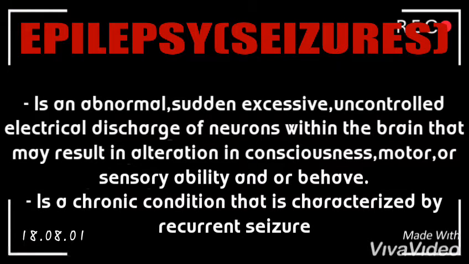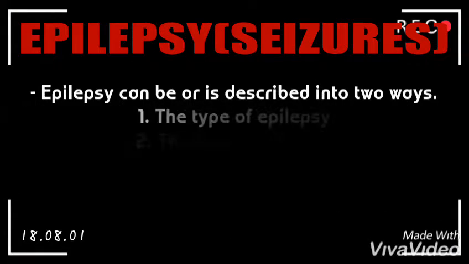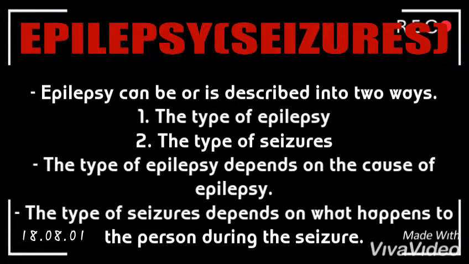Epilepsy is an abnormal, sudden, excessive, uncontrolled electrical discharge of neurons within the brain that may result in alteration in consciousness, motor or sensory ability and/or behavior. Or you can define epilepsy as a chronic condition that is characterized by recurrent seizures. So epilepsy can be or is described in two ways.